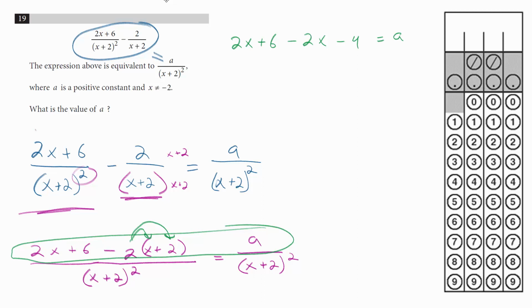Does this simplify? There's two variables. Does that help us? Notice we have 2x and minus 2x, so these cancel, so we're only left with 6 minus 4 equals a. So 2 equals a. 2 is our answer.